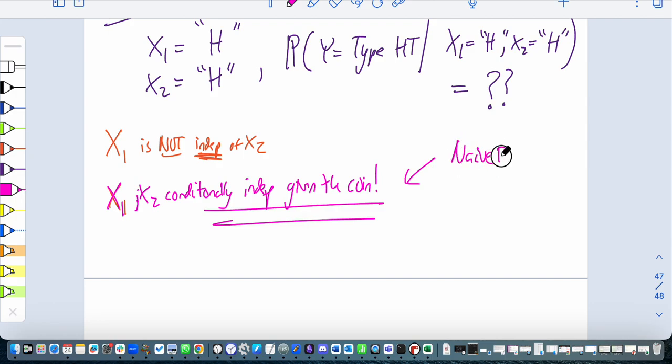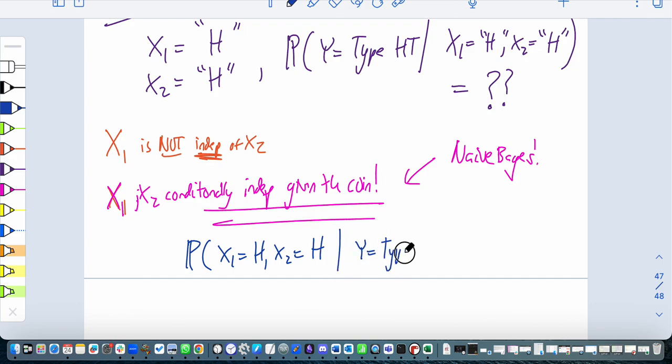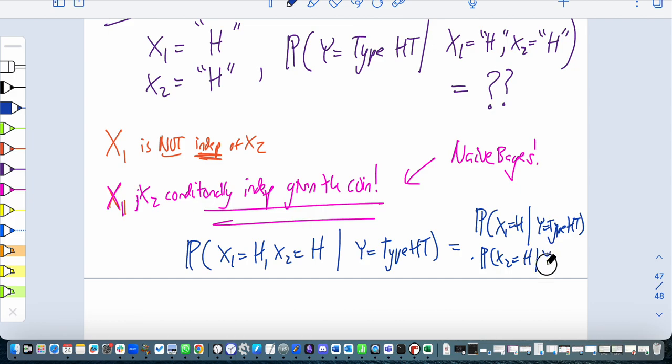Naive Bayes is this idea. If you want to know the probability that x1 is heads and x2 is heads, for each type, so given y equals type heads-tails, this is the product of the individual probabilities. So let's write it like this: the probability that x1 equals heads given y equals type heads-tails, times the probability that x2 equals heads given y equals type heads-tails. If you know the type of the coin, then you really can just multiply the probabilities. And these probabilities are very simple. If it's a heads-tails coin, what is the probability that any individual flip comes up heads? This is something you should know.